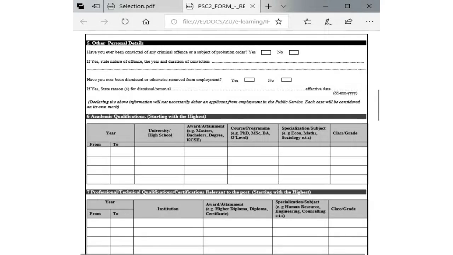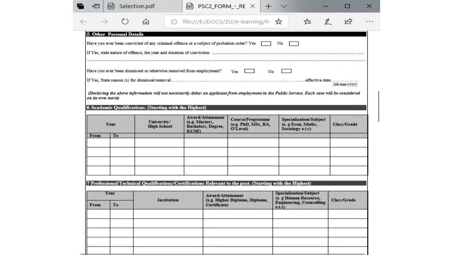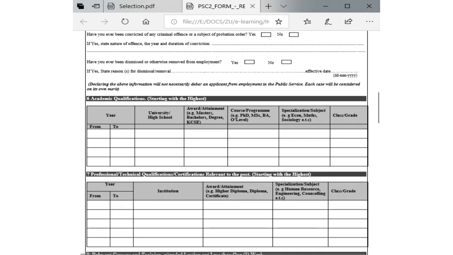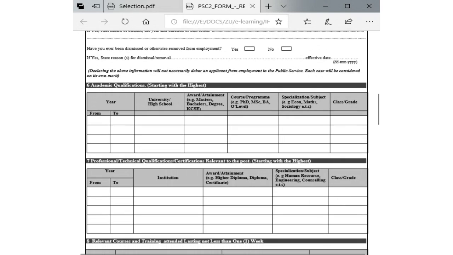Then move to the next, academic qualifications. Start with the highest level. So the year, you write the year, 2010 to 2016. Then which university? What did you get? Is it a bachelor's degree, diploma? Then course, the name of the course. Then specialization, which gives us the specialization in the class or the grade. Start with the most recent, like it's indicated, starting with the highest. Then you go down the line.